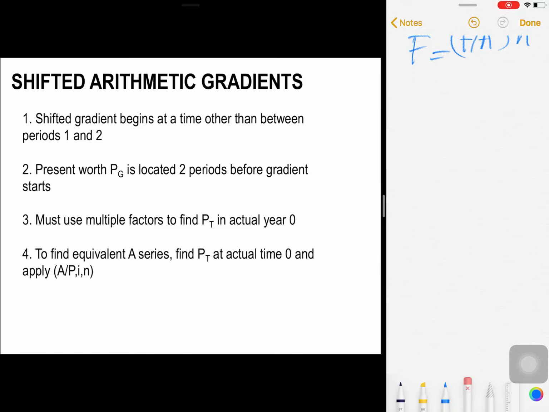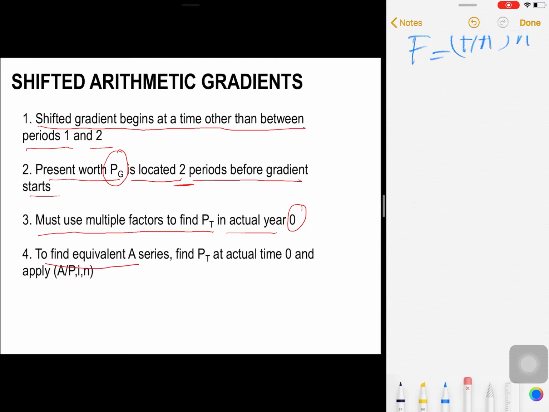Okay, now we want to continue with shifted arithmetic gradients. Shifted arithmetic gradients begin at a time other than between periods 1 and 2. The present worth, which we call PG, is located 2 periods before the gradient starts. We must use multiple factors to find P total in actual year 0. To find the A series, find P total at actual time 0 and apply A over P.